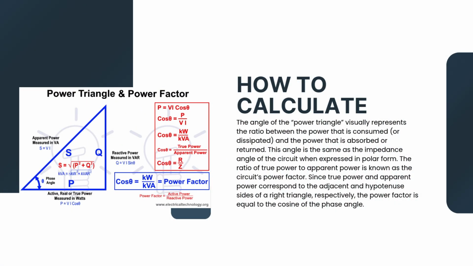How to calculate. The angle of the power triangle visually represents the ratio between the power that is consumed or dissipated and the power that is absorbed or returned. This angle is the same as the impedance angle of the circuit when expressed in polar form. The ratio of true power to apparent power is known as the circuit's power factor. Since true power and apparent power correspond to the adjacent and hypotenuse sides of a right triangle, respectively, the power factor is equal to the cosine of the phase angle.